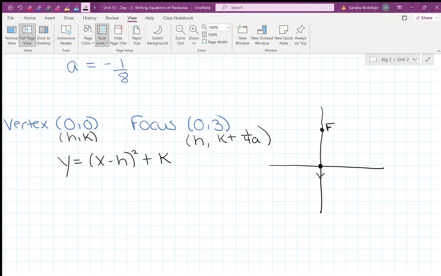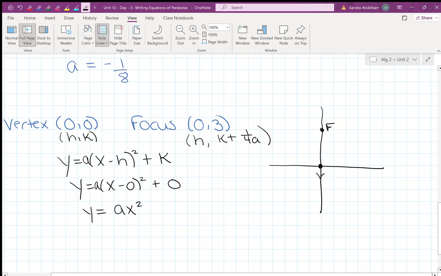All right, let's plug in. So we are at y equals x minus 0 squared plus 0. Oh, sorry, I forgot my a there. So y is equal to ax squared plus 0. We don't need that plus 0, right? This is not good enough. What do I need? The a. I still need the a. How am I going to get the a?